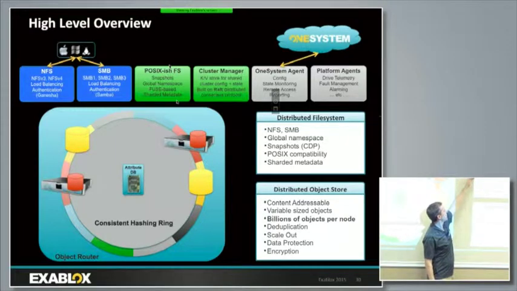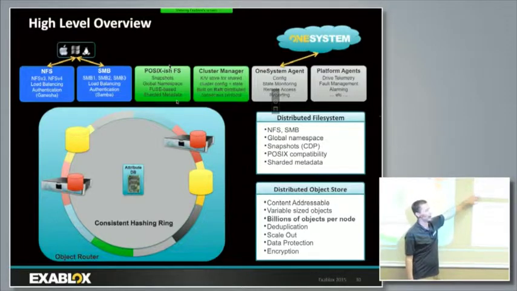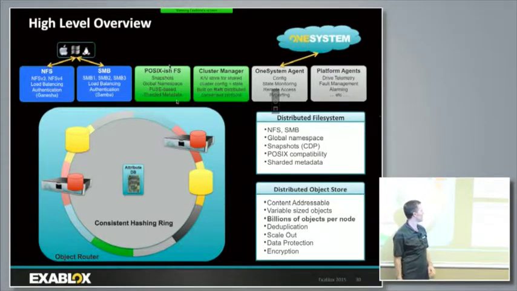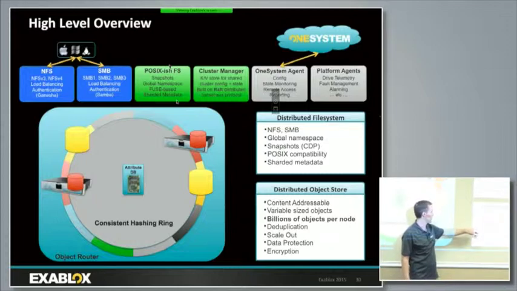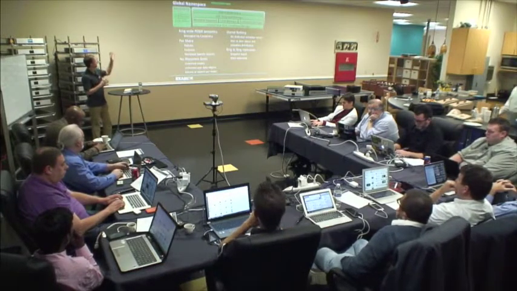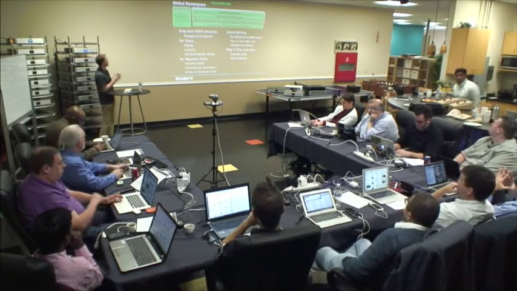In the file system layer, obviously the protocols. This is where the global namespace across all the devices is. This is where we provide access to snapshots, and I'll talk about these in more detail. POSIX compatibility, and this is where our file system metadata gets sharded across the cluster. In the distributed object store, this is where the content addressability and the variable sized objects enable us to do things like billions of objects per node, deduplication, scale out, data protection, and encryption at a very fine grain level.